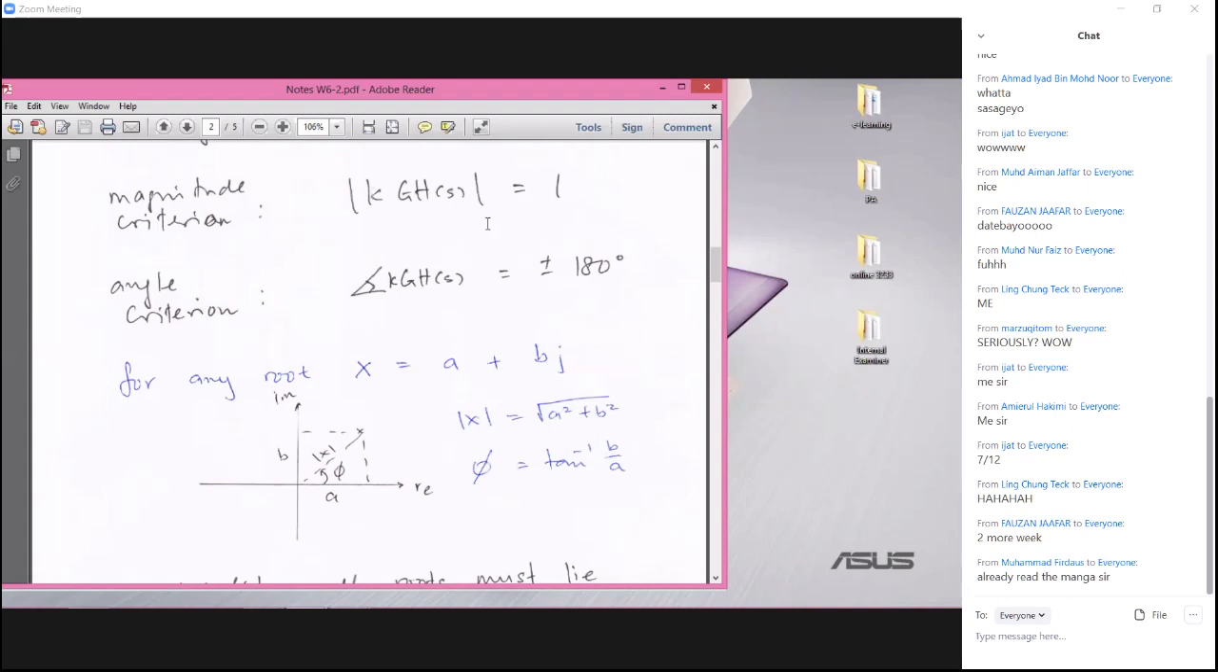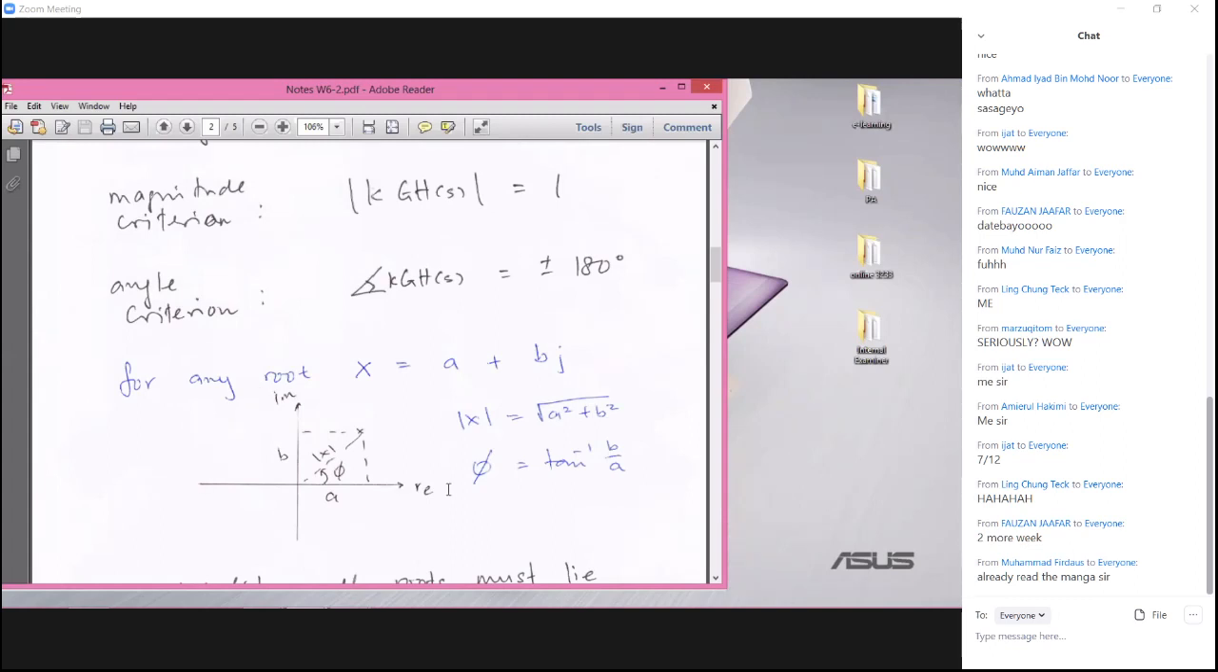So the magnitude of the open loop transfer function must always be 1, and the angle for any value of s that satisfies the characteristic equation must be either plus or minus 180. The angle on the real axis is 0. If you go around anti-clockwise, here is 90 degrees, 180, 270, and 360.